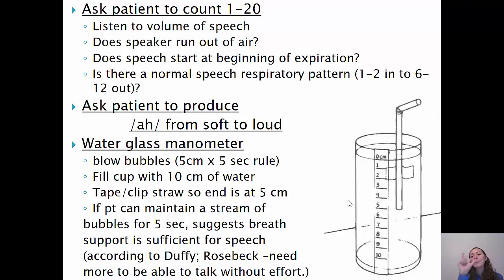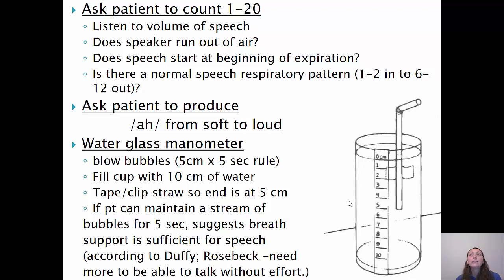So although some of these tasks might be under the domain area of respiration or phonation, etc., we know that with dysarthria, it's typically a multi-system approach, and speaking requires all of our systems, respiration, phonation, resonance, articulation, and prosody, in order to be efficient.